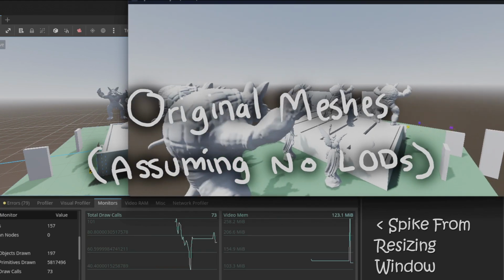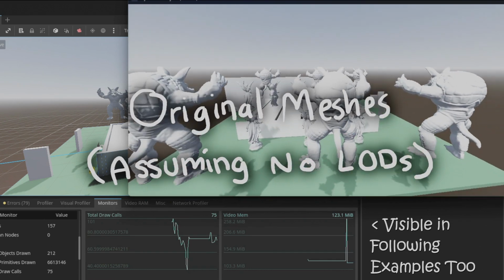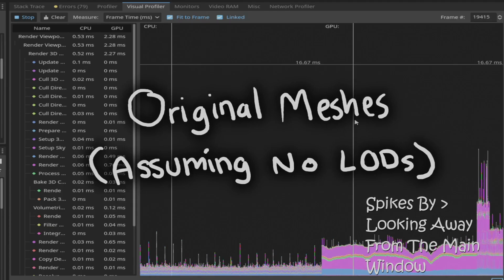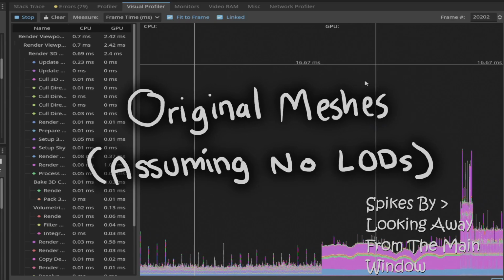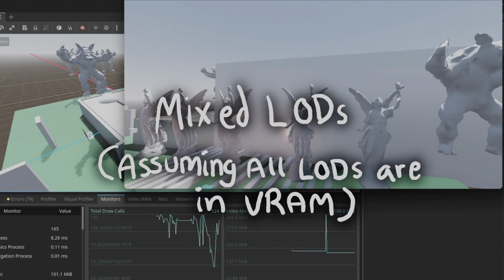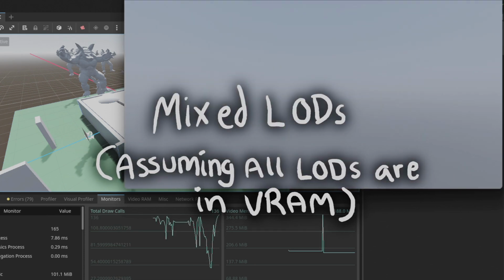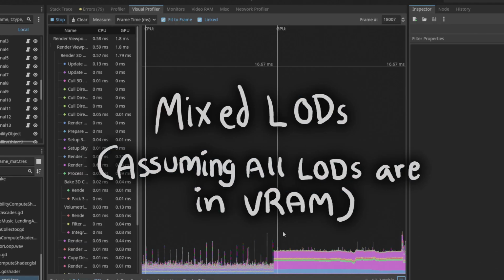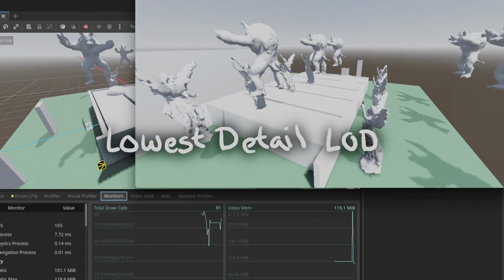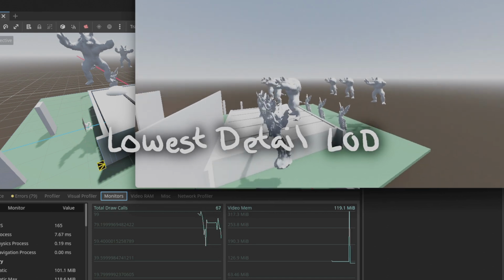Using mesh instance 3Ds with high detail, assuming no LODs used. Using mesh instance 3Ds with all LODs, assuming a LOD system with all LODs in VRAM. Using mesh instance 3Ds with lowest detail, assuming the best case and it's the easiest to render.